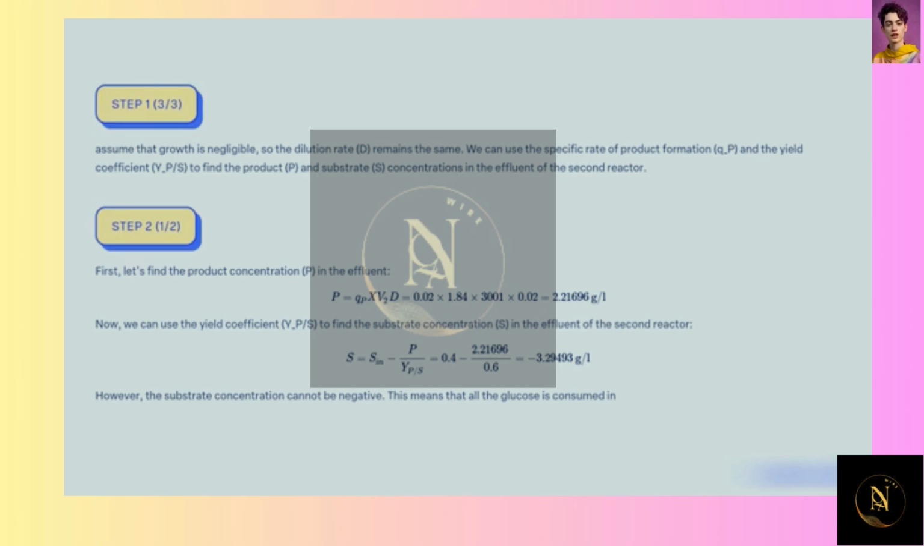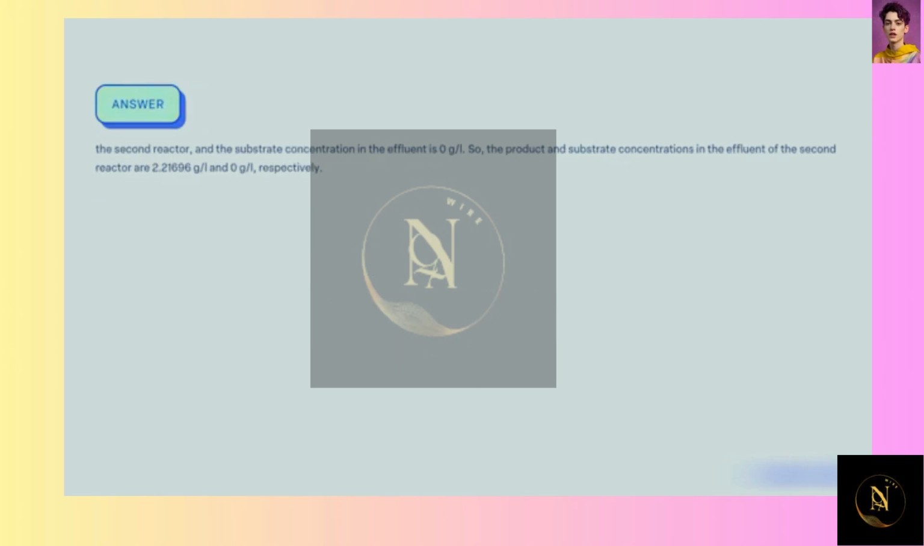This means that all the glucose is consumed in the second reactor, and the substrate concentration in the effluent is 0 g/L. So, the product and substrate concentrations in the effluent of the second reactor are 2.21696 g/L and 0 g/L, respectively.